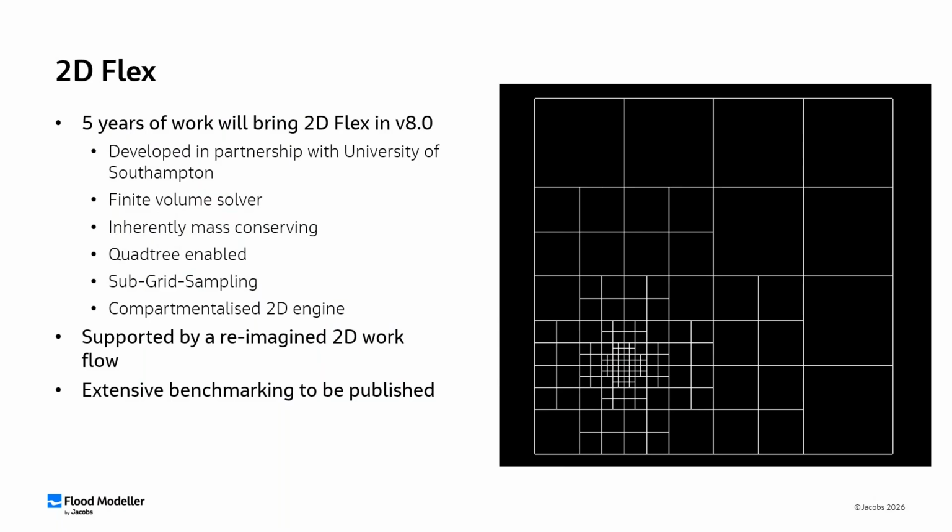It'll enable quad tree and subgrid sampling, so allowing us to maximize the detail in our models and minimize the computational effort through both the quad tree, the subgrid sampling, and the compartmentalization of the 2D engine. And it'll be supported by a reimagined 2D workflow, which I'll talk a lot more about in a separate webinar.